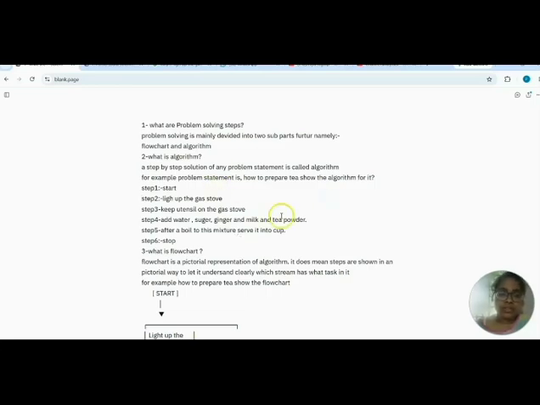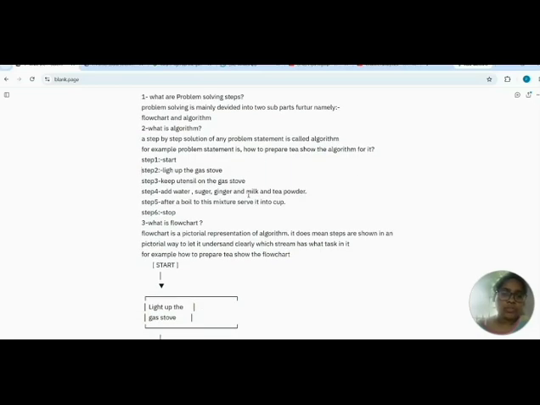Now this question can also have multiple types of algorithm. I can write step 1 start, and step 2 after changing it I can write light up the stove and keep the utensil on it. We can merge two steps into a single step 2. So there are multiple algorithms for a single question. Then after a boil, serve the mixture into a cup, and the last ending step is what? Yes, it's stop. Step 6 is stop.